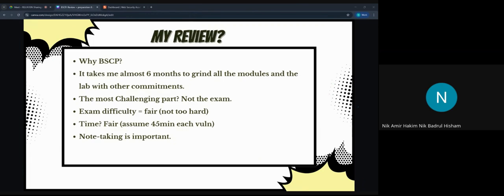And for myself, to complete all the modules and also the learning path and the requirements before taking the examination, it took me almost 6 months to grind all the modules and labs with other commitments, where I was still working and also had other stuff that needed to be done. So it took almost 6 months for me to finish their modules.